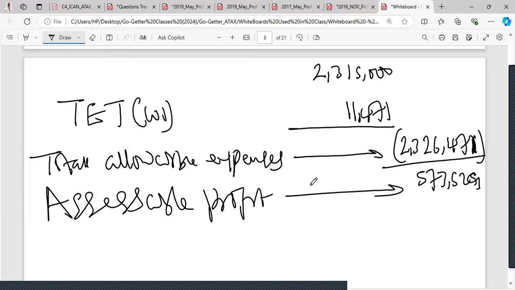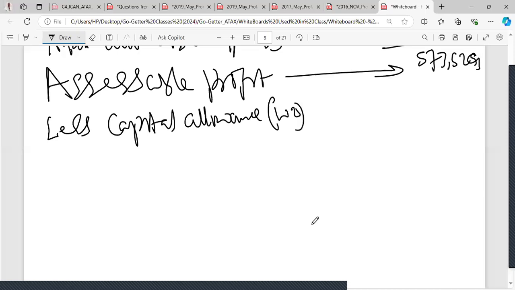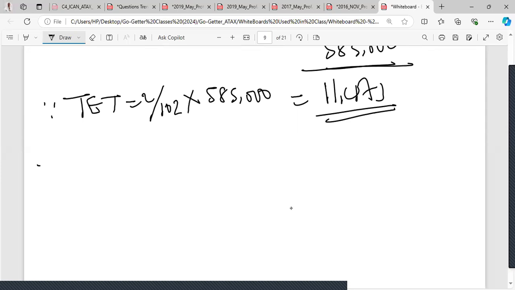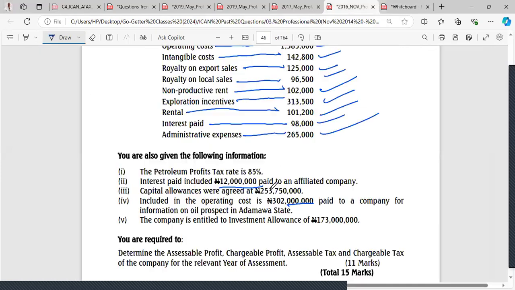Of course, you have to less your capital allowance. This is in workings 2. So you go to workings 2 here. Capital allowance. So what were we told about capital allowance here? Capital allowance agreed was this figure.